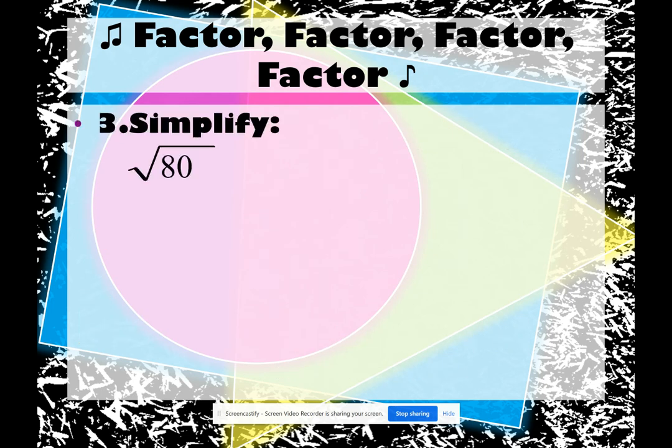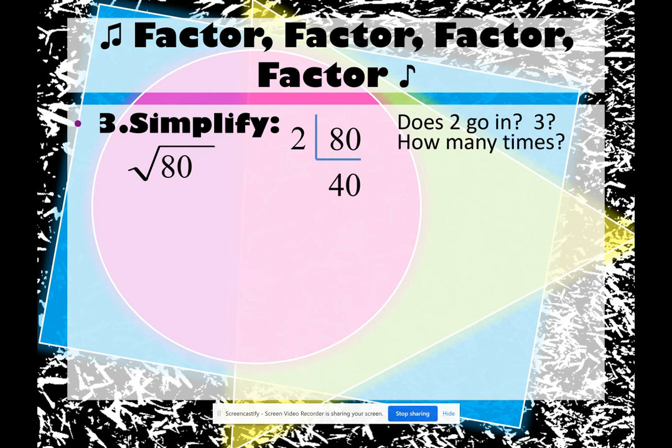80. So let's put 80 on the outside. Does 2 go into it? Does 3 go into it? 2 goes into 80 40 times. So let's draw a box around the 40 and say 2 goes into 40 20 times. And 2 goes into 20 10 times. Are we finished? No, because 10, you can still reduce it down.